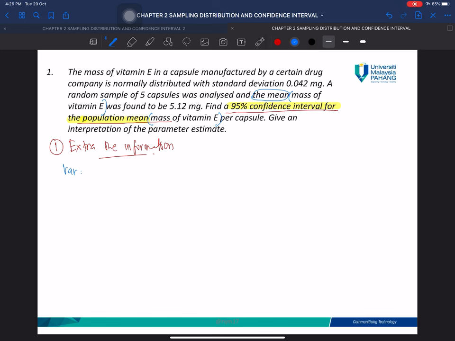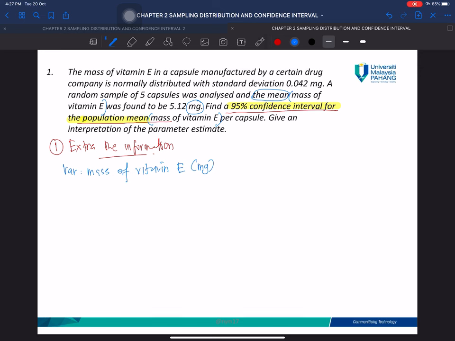So we try to estimate the population mean of what? That is your variable, because that is the data that we collect. So the variable is the mass of vitamin E. Here the unit is given, mg. Now we start from the first sentence.